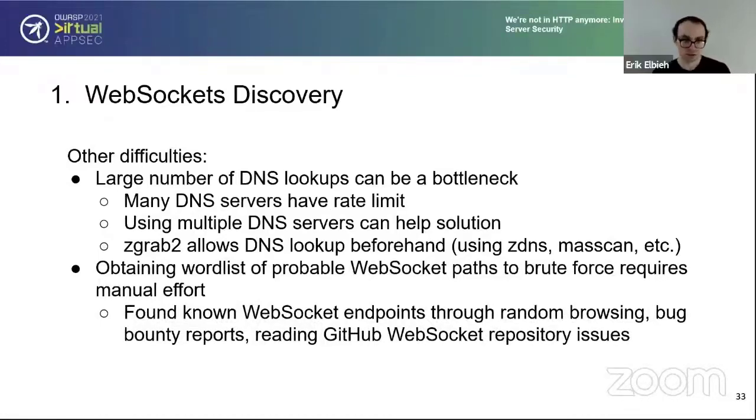Okay. DNS lookups solved. Next step is getting a word list of likely WebSocket paths. Now, there is no word list that you can just download for this because, again, this process hasn't really been done before. So this word list was gathered manually through, say, random browsing, looking for bug bounty reports mentioning WebSockets, looking at GitHub repositories that have a lot of WebSocket endpoints. And after going through all this manual process, we can finally find likely locations where WebSockets exist and automate the process.